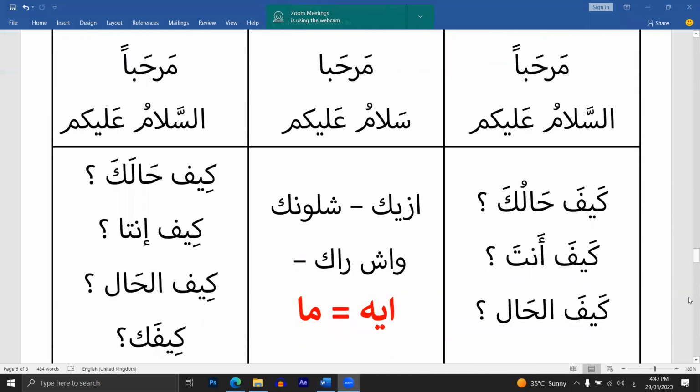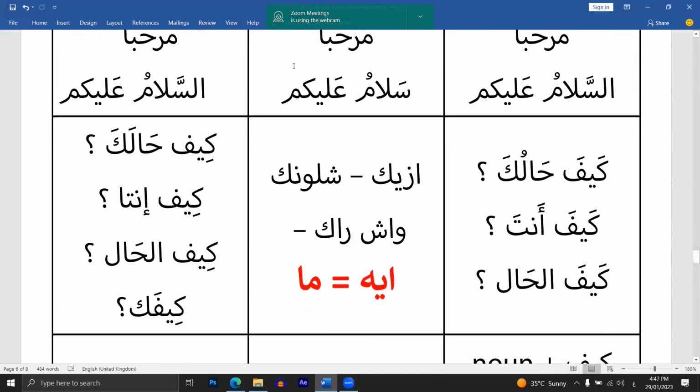Second, asking about the condition. Okay, here we will feel the difference. We know that كيف حالك, كيف حالك, كيف حالكما, كيف حالكن, and so on. This is the main or the first expression to use in asking about condition. كيف حالك, this word حال means condition or state. So literally it means how is your state? How is your condition?